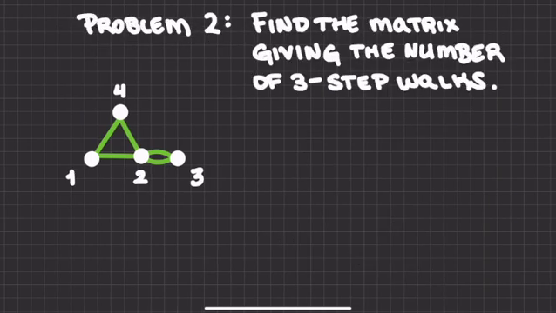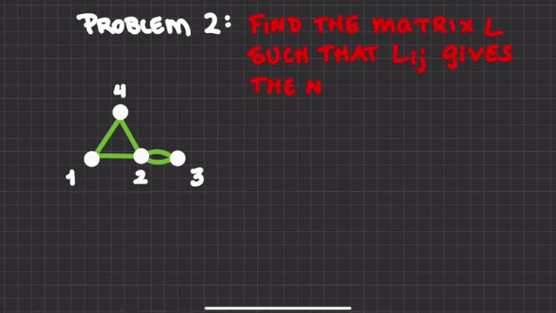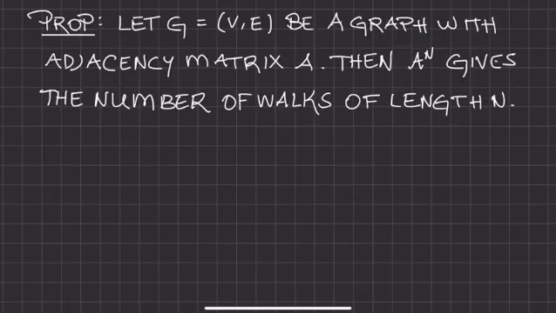Next, for problem 2, we're tasked with finding the matrix given the number of 3-step walks in our graph. To put it into simpler terms, this means that we must find the matrix L such that L sub ij gives the number of walks of length 3 from i to j. Towards the solution to this problem, we present the following proposition. This states that A to the n summarizes the walks of length n for all entries ij.